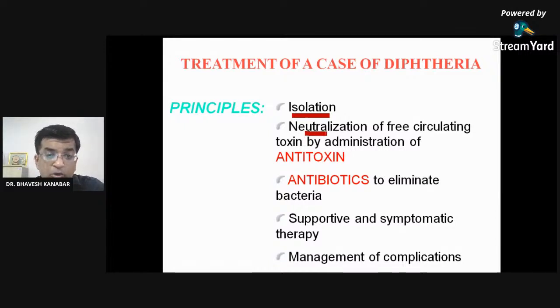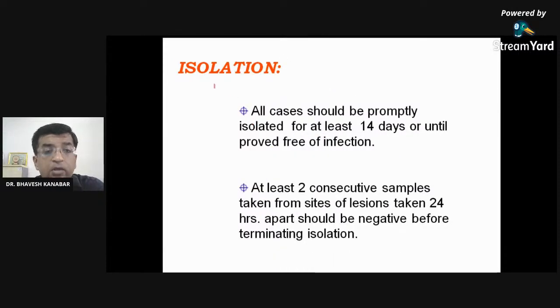The second thing is neutralization of the toxin by administration of the antitoxin. You know that Corynebacterium diphtheriae liberates toxin, so we have to neutralize this toxin by giving proper antitoxin. Then antibiotics to eliminate diphtheria, supportive and symptomatic therapy, and management of complications. I have asked why we go for isolation. Write down in the chat box.